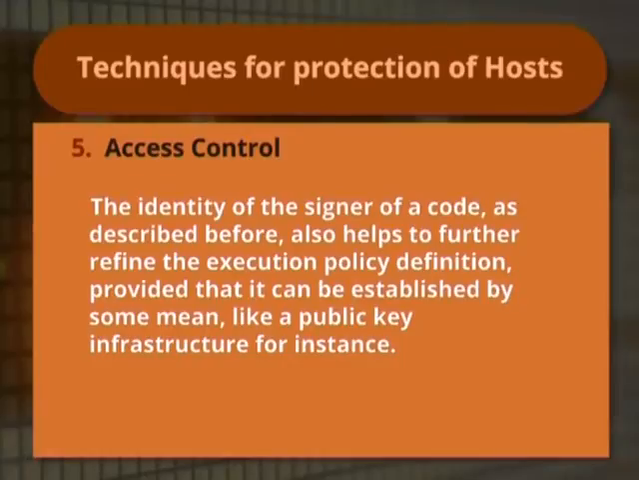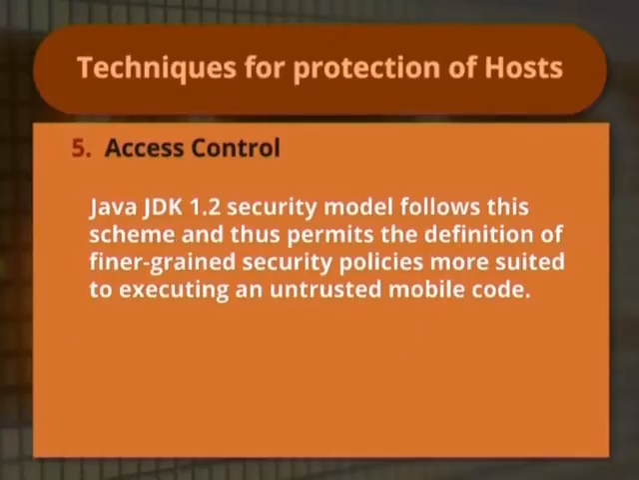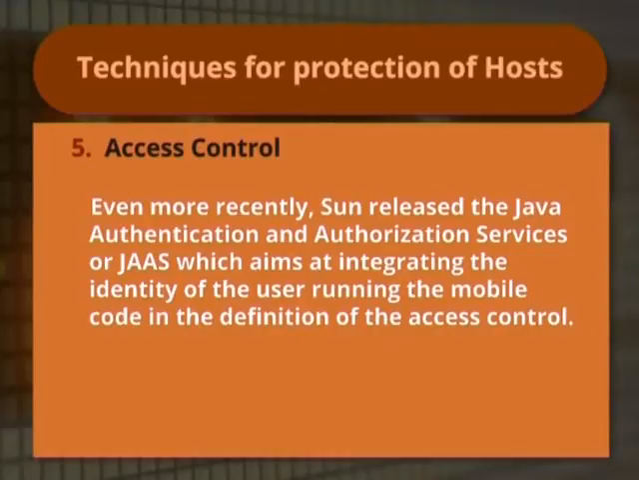The identity of the signer of a code, as described before, also helps to further refine the execution policy definition, provided that it can be established by some means like a public key infrastructure, for instance. The Java JDK 1.2 security model follows this scheme and thus permits the definition of finer grained security policies more suited to executing an untrusted mobile code. Even more recently, Sun released the Java Authentication and Authorization Services, or JAAS, which aims at integrating the identity of the user running the mobile code in the definition of the access control.